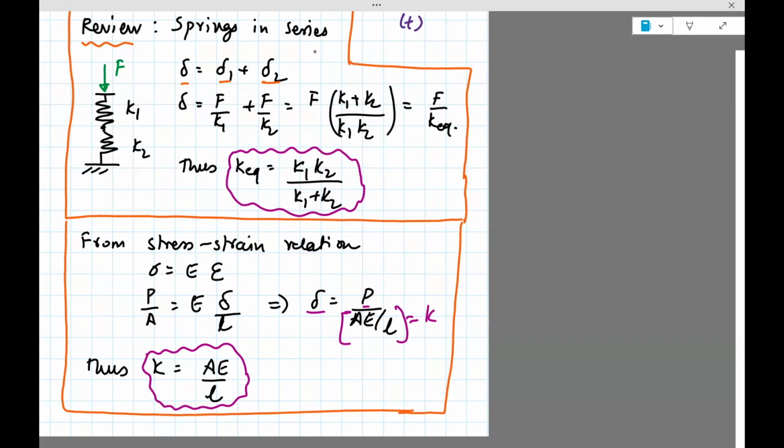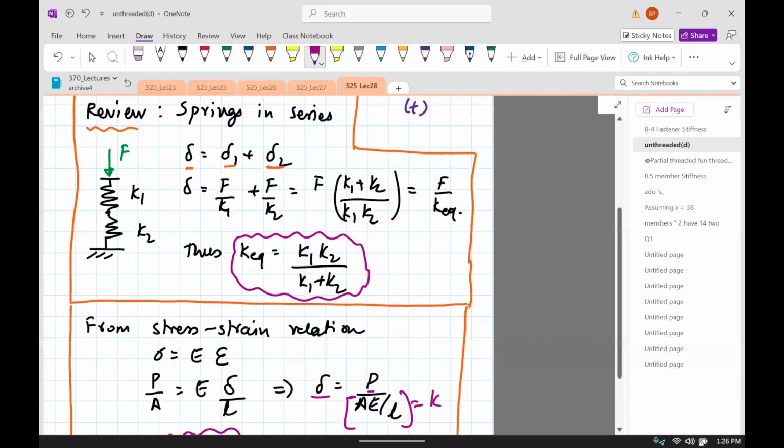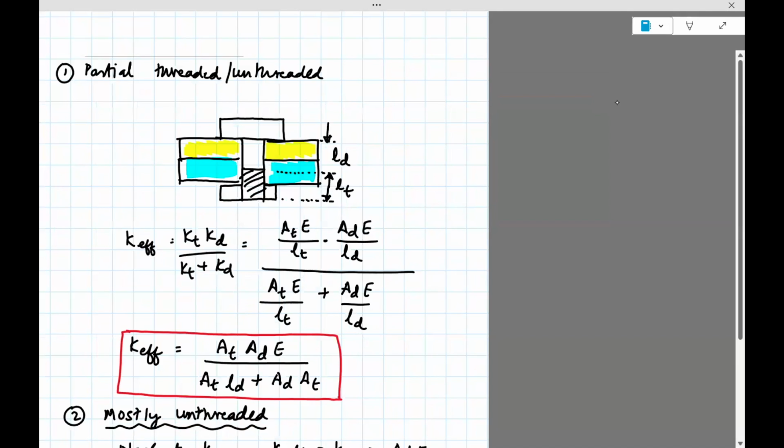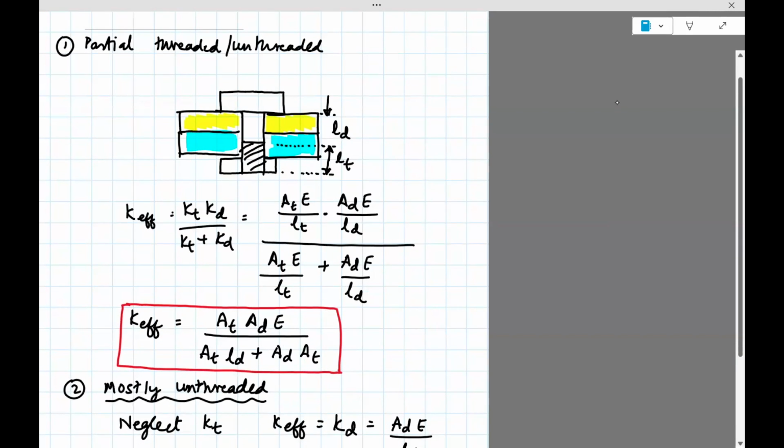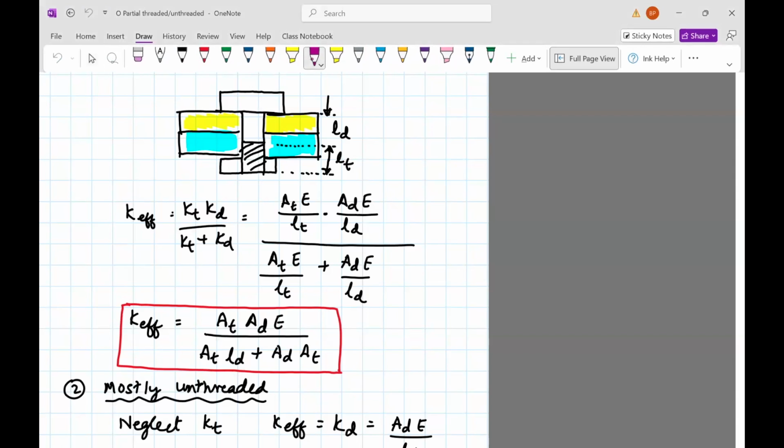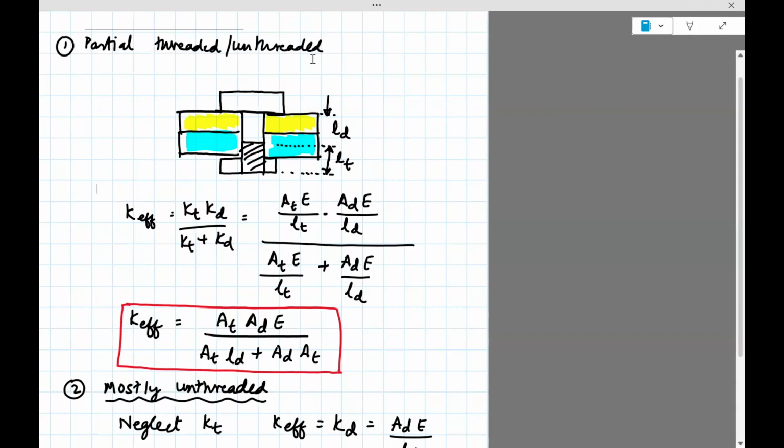So you can think, when you do a compression tension experiment, you actually can think of it in terms of a spring. Okay, now that we have that, let's look at how to compute the effective stiffness of a screw which has an unthreaded part, which I think I used the notation D, and this is the threaded part, T.